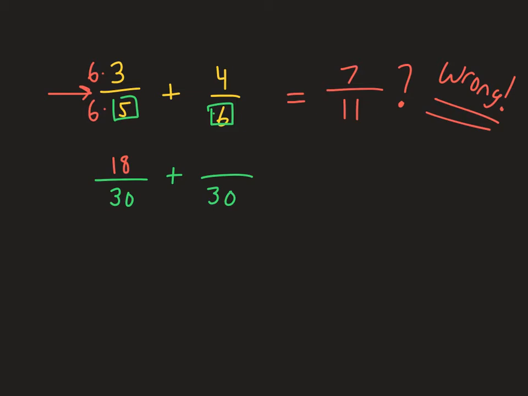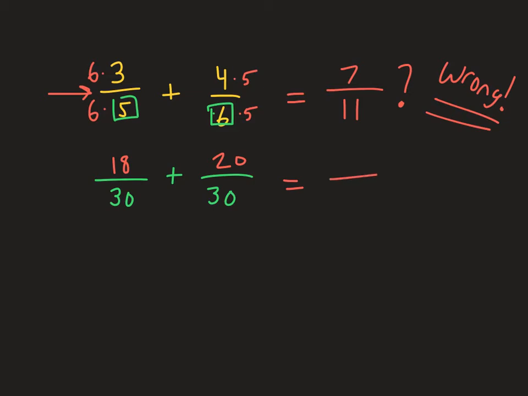And now on the term on the right, it was 4/6. If I need that 6 to become a 30, it was multiplied by 5. So that's what I must do to the numerator to make it equivalent. Okay, so now we have the same size pieces, right? We have 18 over 30 plus 20 over 30.